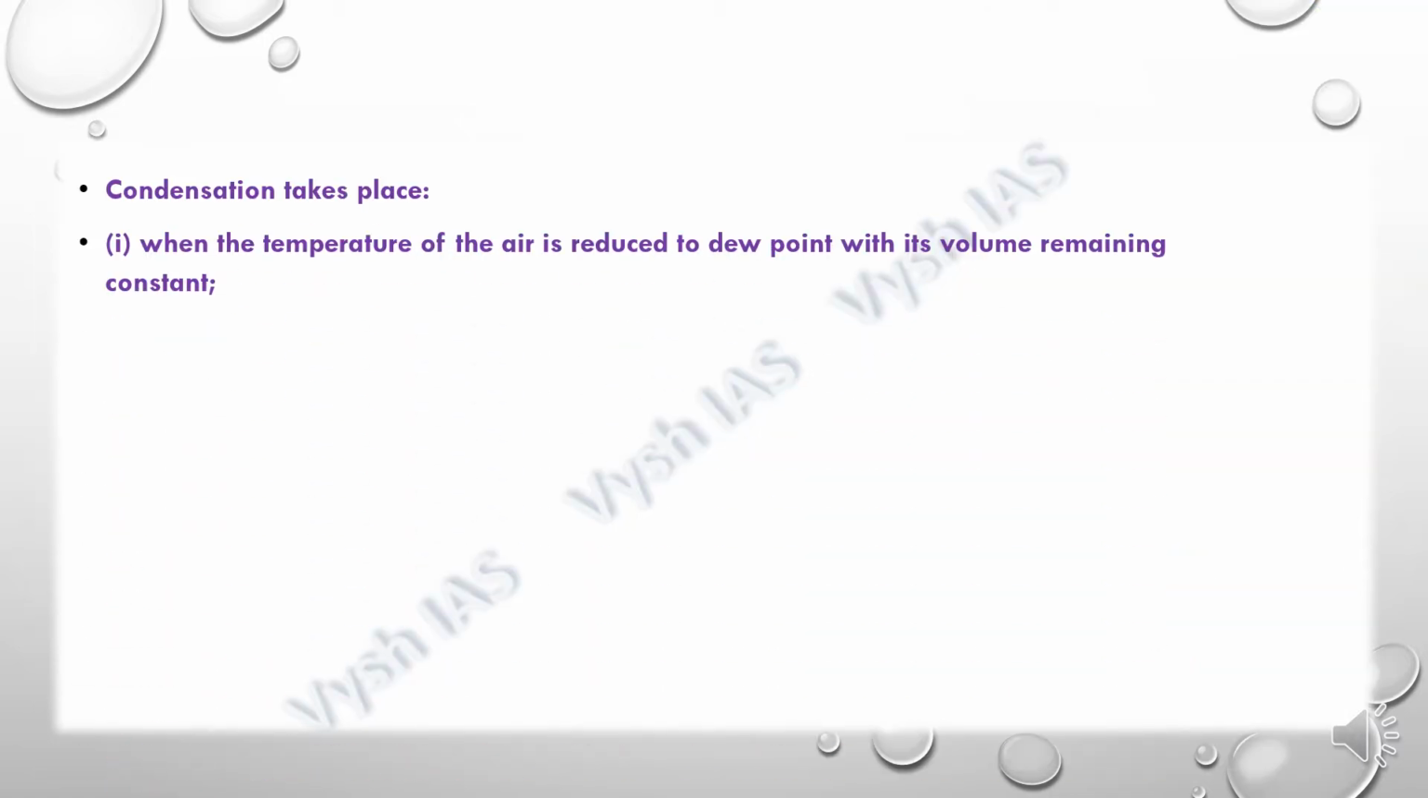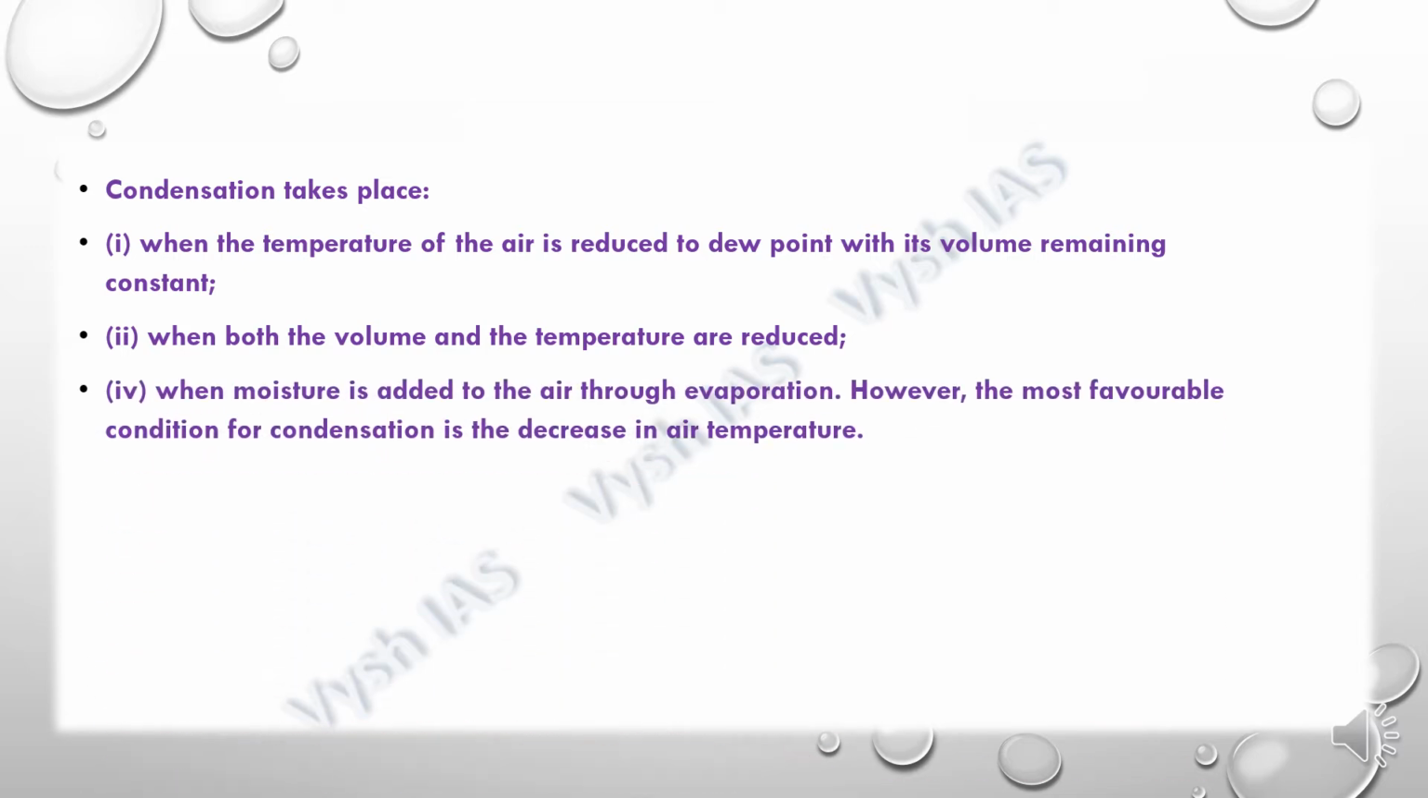So condensation mainly takes place when the temperature of air is reduced to dew point with its volume remaining constant. It will be the same, the volume. And then when both the volume and the temperature are reduced together. Then when moisture is added to the air through the process of evaporation. But the most favorable condition for condensation is when there is a total decrease in air temperature.